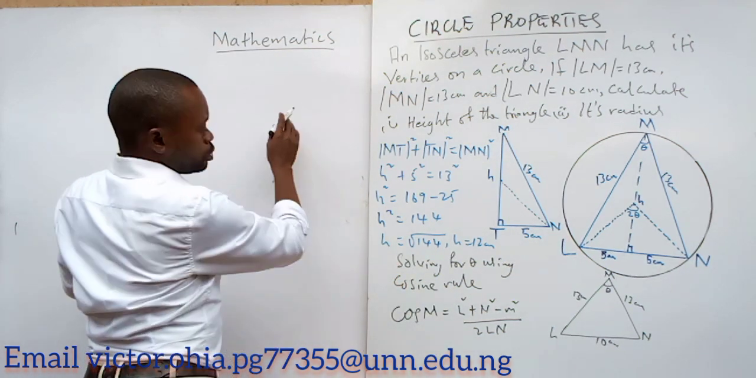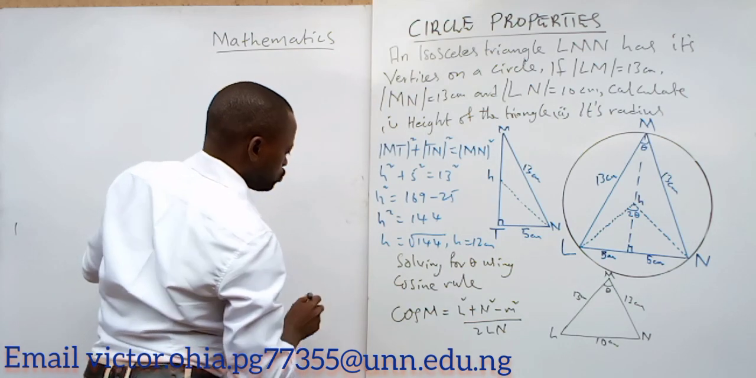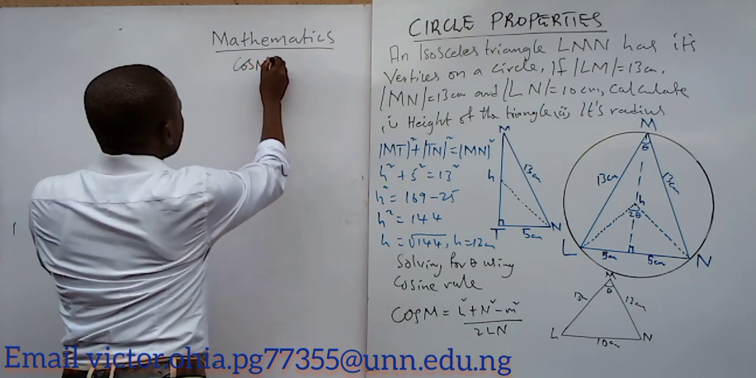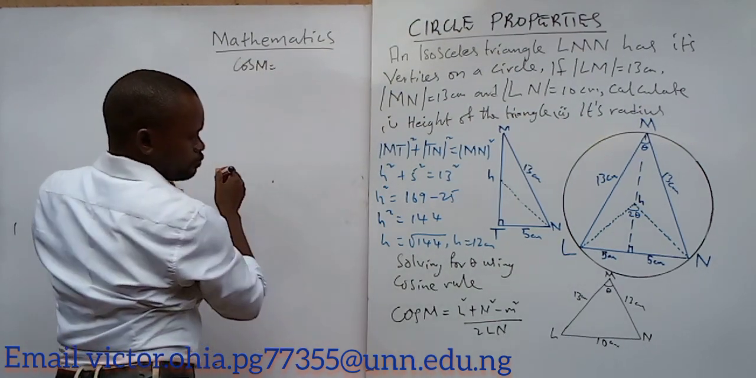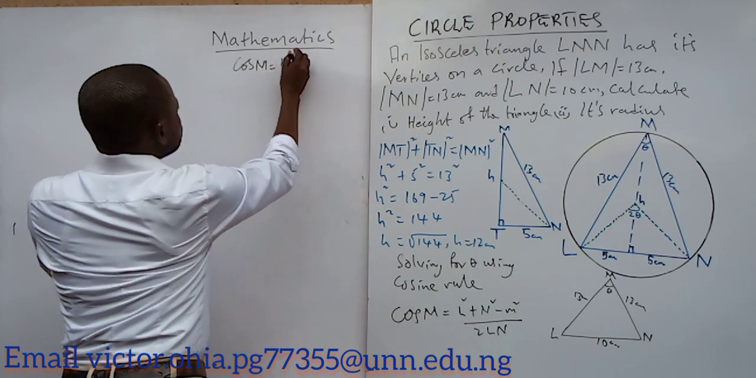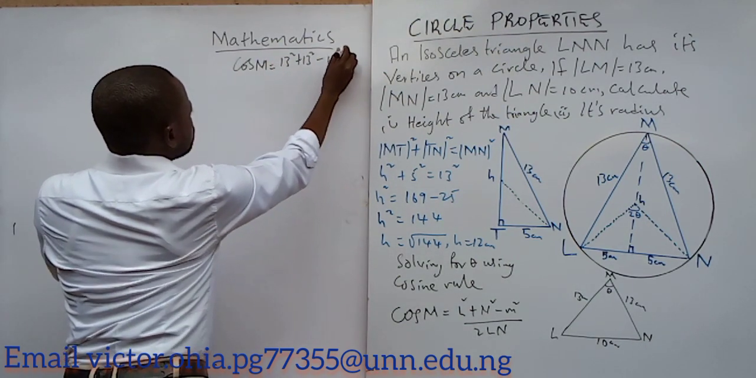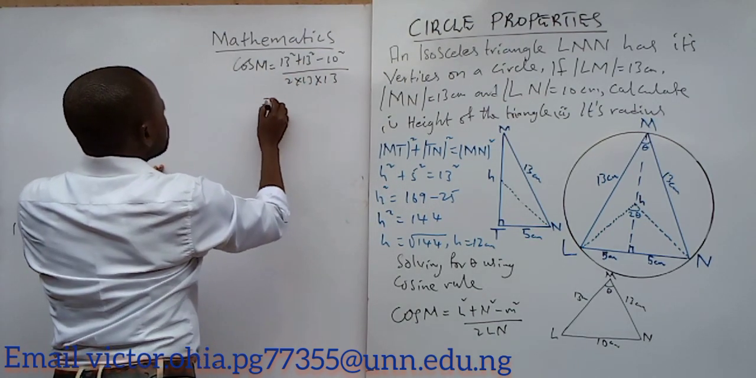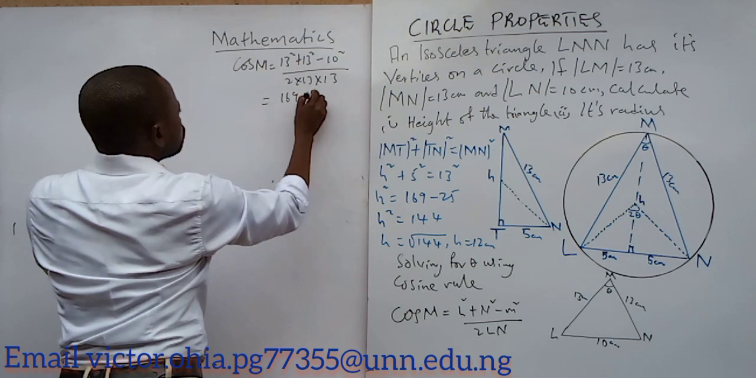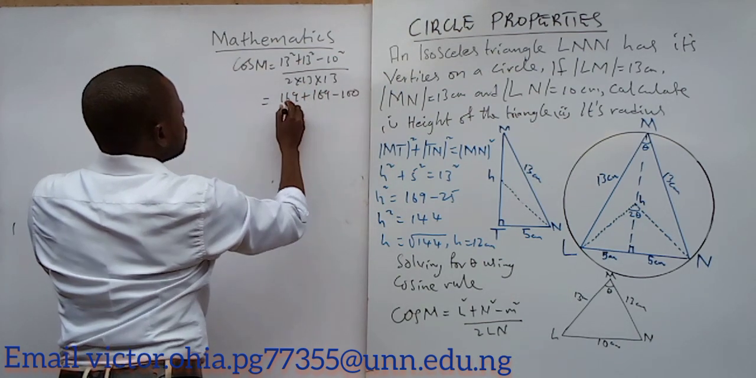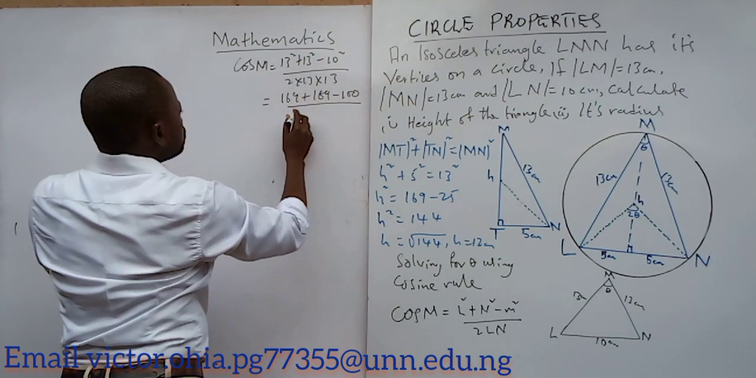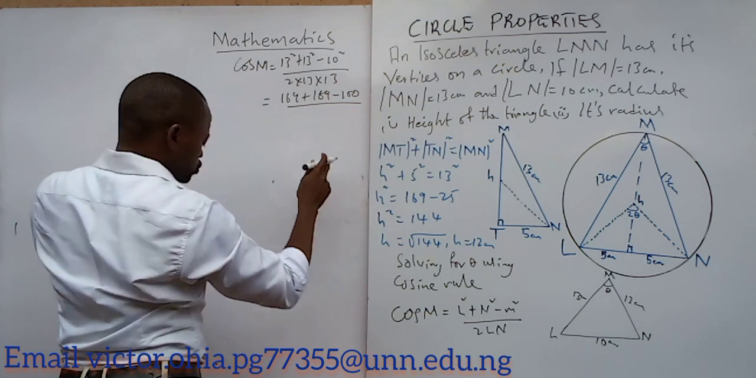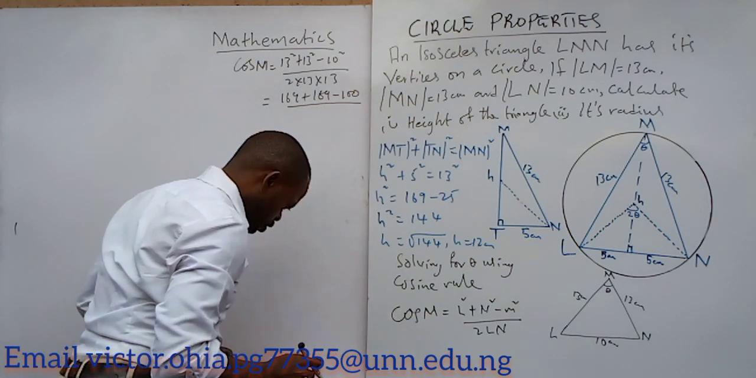All right, so where are we? Substitution. We substitute. So we will have cos M equals 13 squared plus 13 squared minus 10 squared all over 2 times 13 times 13. So this will be equal to 169 plus 169 minus 100 all over 2 times 13 times 13. I have a figure here so that I don't take our time.